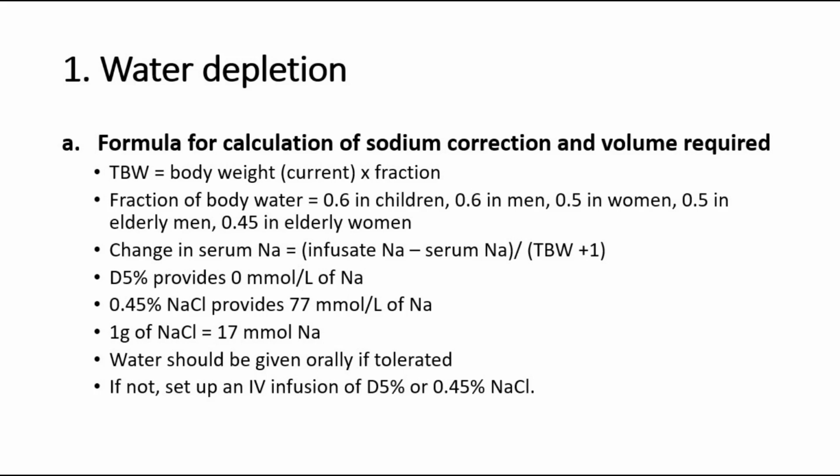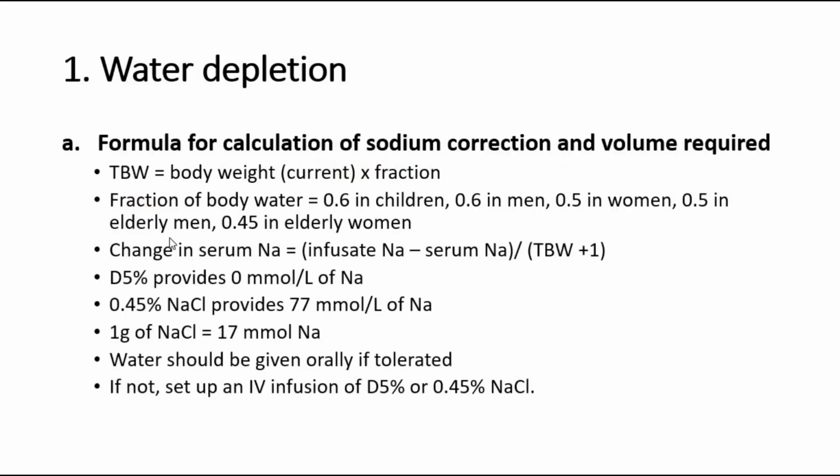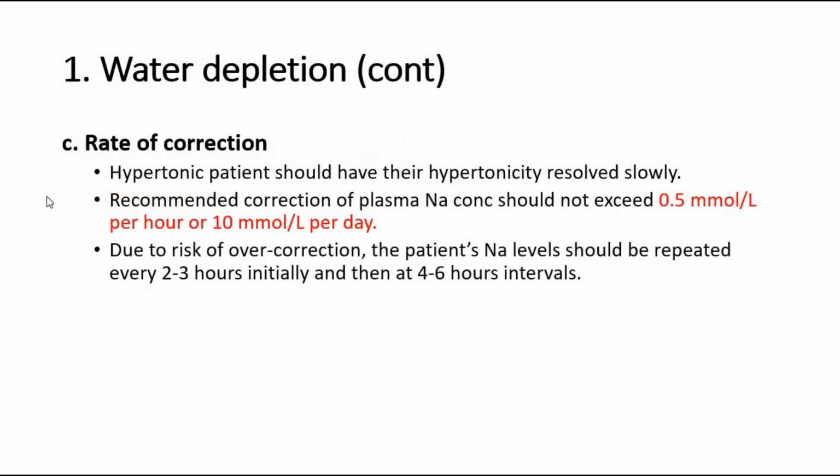Next slide. Calculation of volume required to be administered to the patient. The volume administered is water deficit, plus daily requirements, plus ongoing loss. Water deficit equals current total body water, times serum sodium divided by desired sodium, minus 1. The total body water is calculated here just now, whereas the daily fluid requirement is 40 milliliter per kilogram per day. Next slide. After deciding the volume to give, we have to calculate the rate of correction.